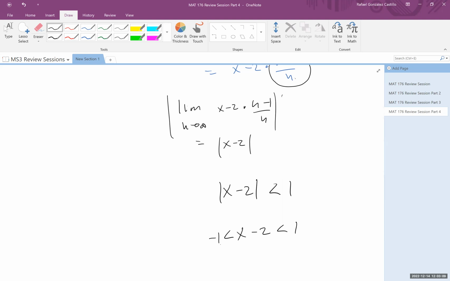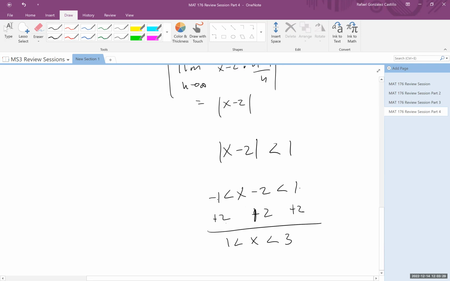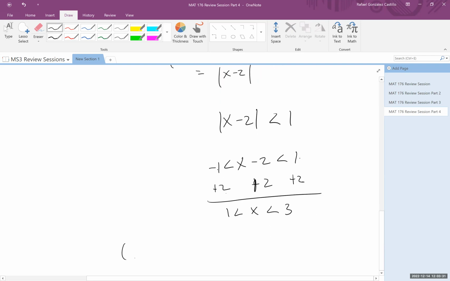Finally, to find the interval of convergence, we need x by itself. So we add 2 on all sides. Negative 1 plus 2 is 1. Negative 2 plus 2 is 0. And 1 plus 2 is 3. So we get that the power series converges on the interval between 1 and 3.